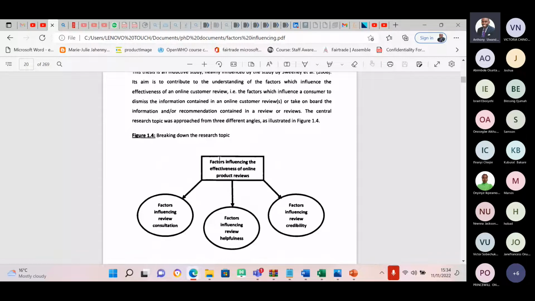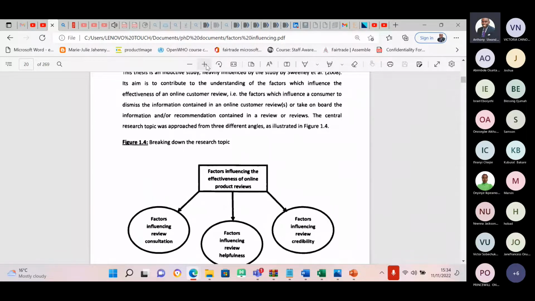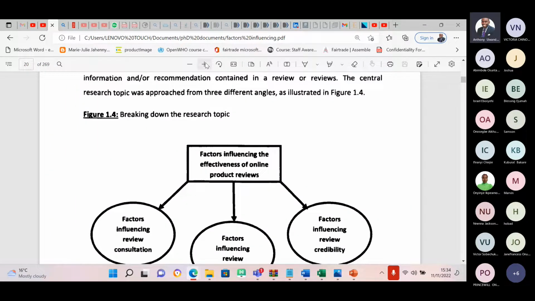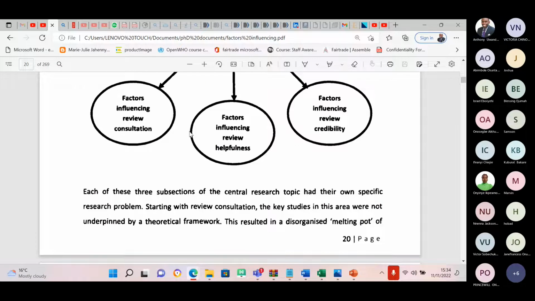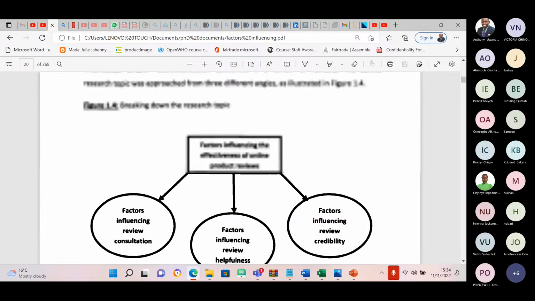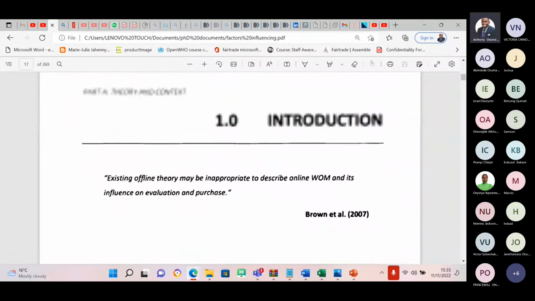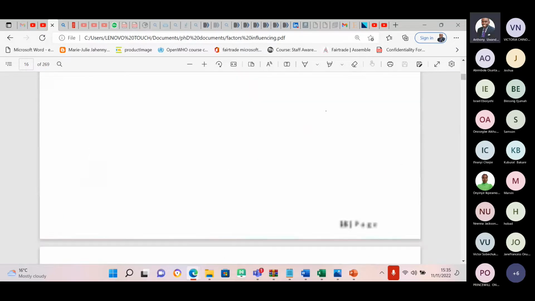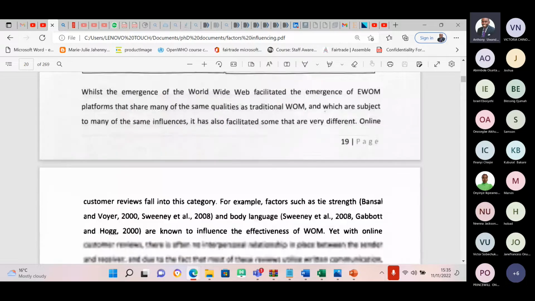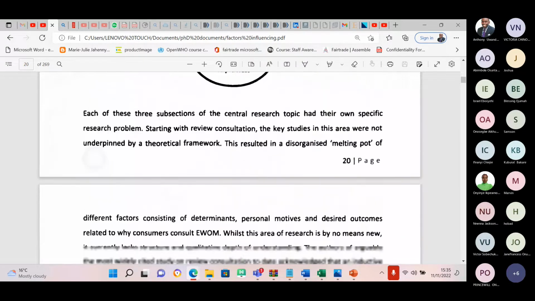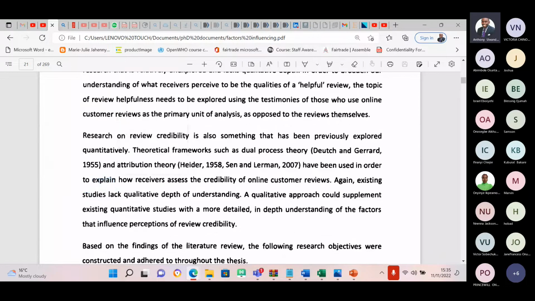When you are doing a factor study, factors affecting, factors influencing, whatever, remember that you need to break down the factors. Here the person broke down the factors he's discussing into A, B, C. So always remember to categorize the factors into domains based on your own research. Remember, this is a PhD, so it's too big. So I just need to go straight to get my aim. Research on review credibility.